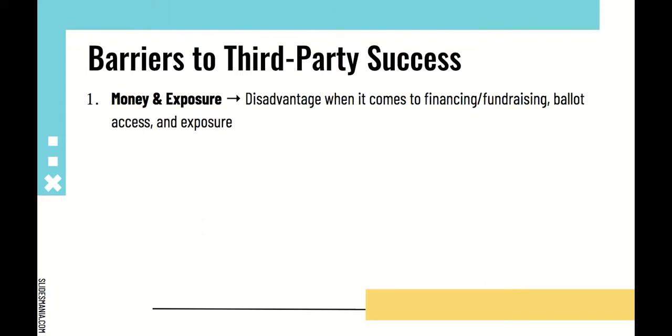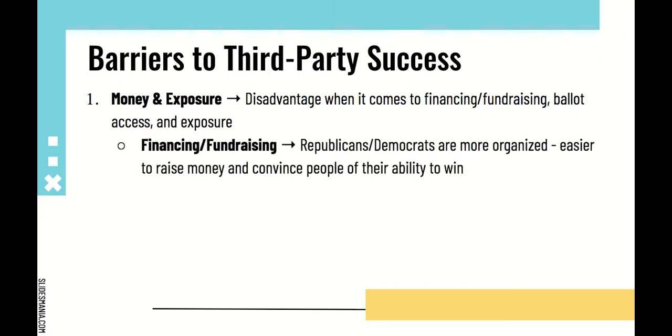Now, one of the barriers to third party success is money and exposure. And this really isn't structural. This is just something that kind of happens. This is a consequence of this two party system, but it's worth noting. So, third parties and independent candidates are at a disadvantage when it comes to financing and fundraising, as well as ballot access and exposure.